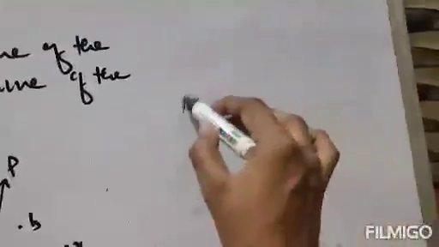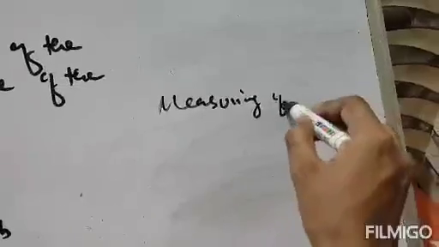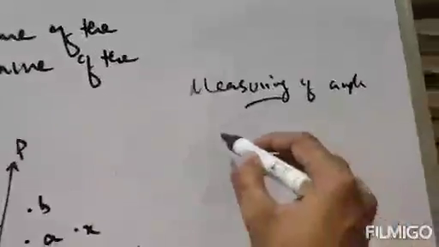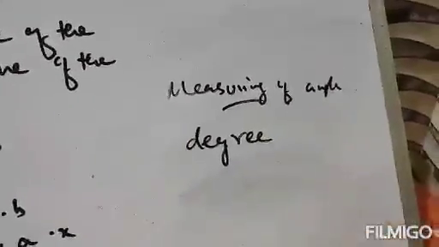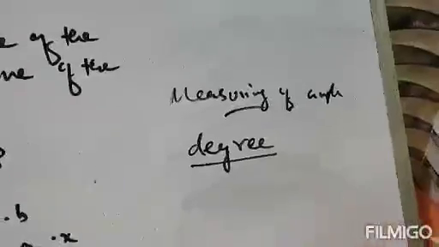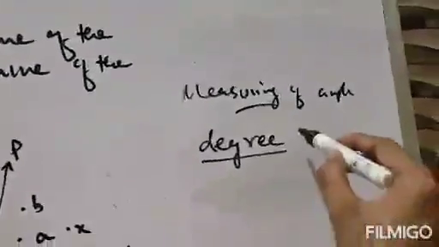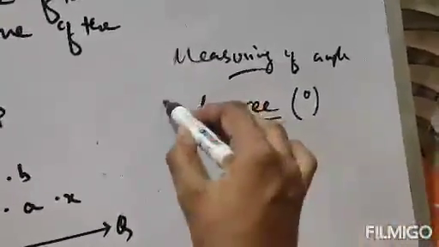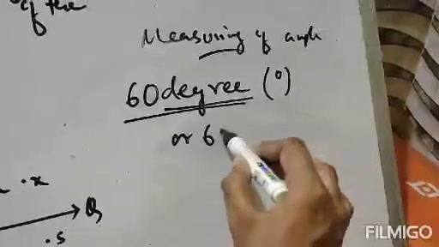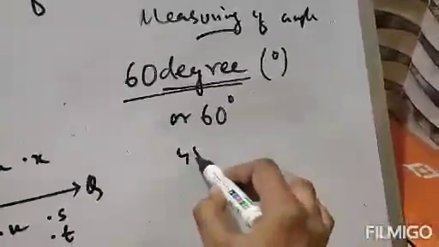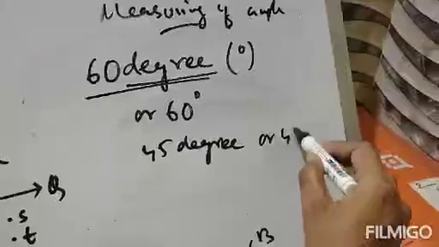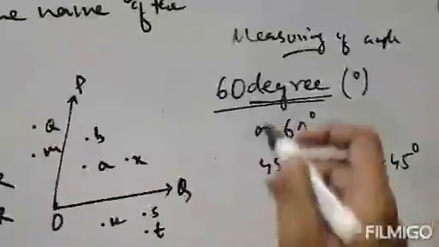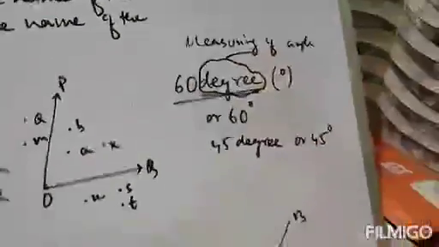Next, measuring of an angle. How is an angle measured? Angle is measured in a unit known as degree. You can write it in spelling, or you can write it with the degree sign. Suppose we have to write 60 degree, we can write 60 degree, or 60 with the degree sign. Similarly 45 degree. That is the sign of degree. Clear? So the unit of angle is degree.